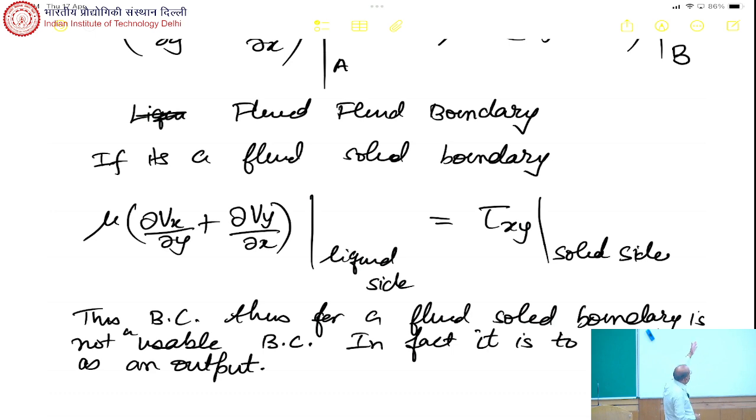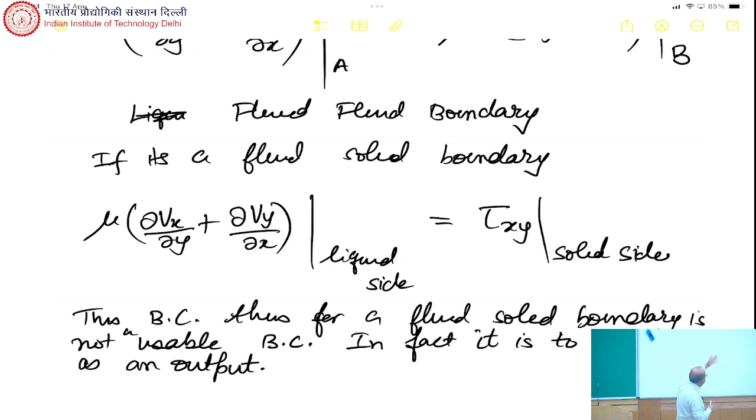But when we have this on a solid surface, then what you do is you solve your velocity field, and you can get all the other constants from other boundaries. And then what you will get is this will give you the shear stress on the solid side, which is what you want to get as an output. Because you integrate that to get the total force, which is the tangential force acting on the solid.